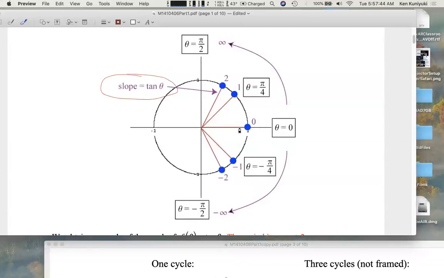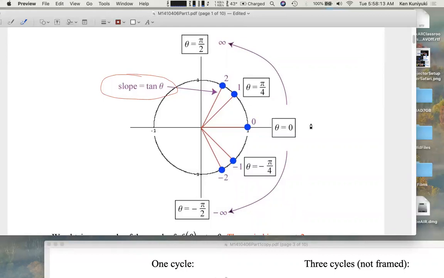The tangent of 0 is 0, which I'm indicating in purple here. I'm going to indicate the tangent values in purple. Remember, these are the slopes of these terminal sides. The tangent of 0 is 0. When theta equals 0, tangent is 0. The tangent of pi over 4 is 1. Think of the line y equals x. The tangent of pi over 4 is 1.